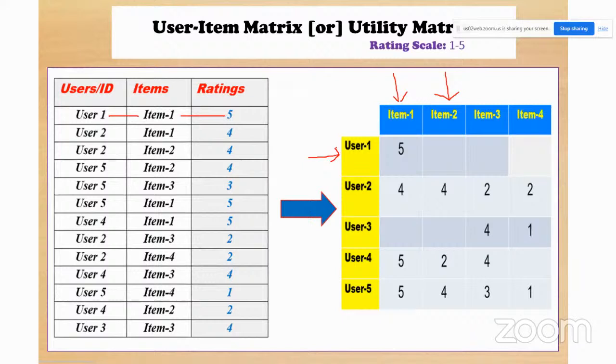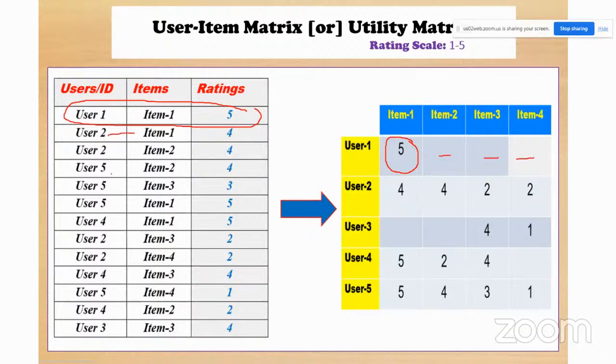So we have five customers or five users, and the elements of the matrix are nothing but the rating given by the users to items. So here you can see, user one to item one, rating is 5. That is the first row of the data set. Similarly, user one to item two, item three, item four, ratings are not available. Leave it, no problem. That we will see later, what we are going to do for that.